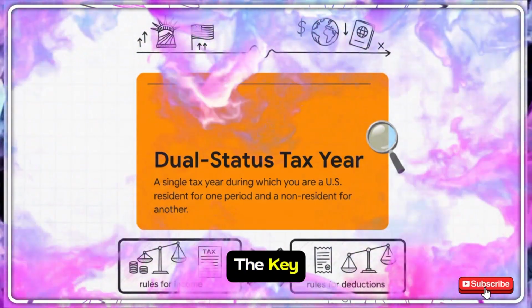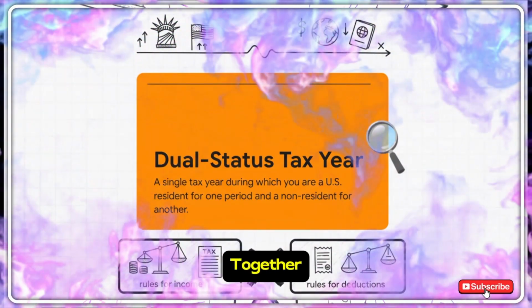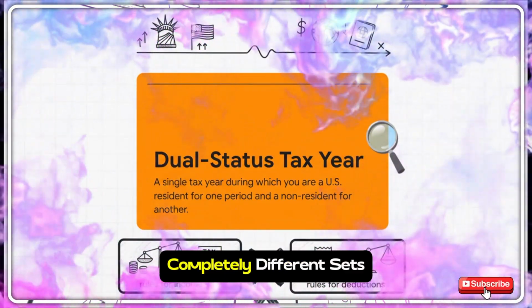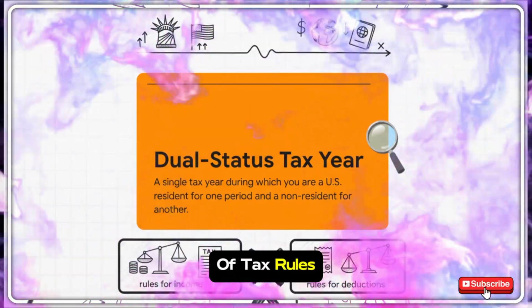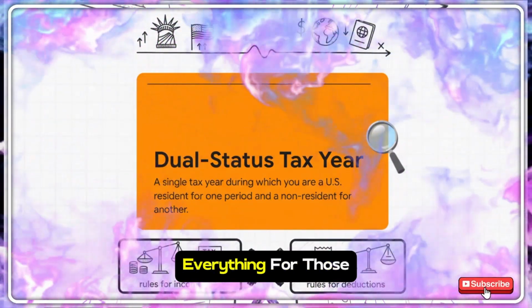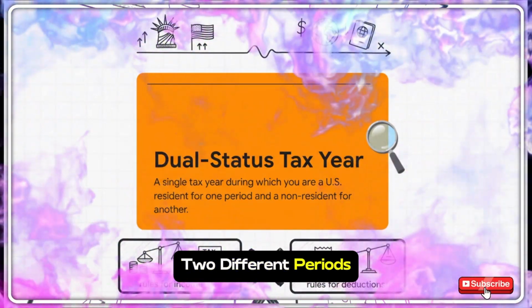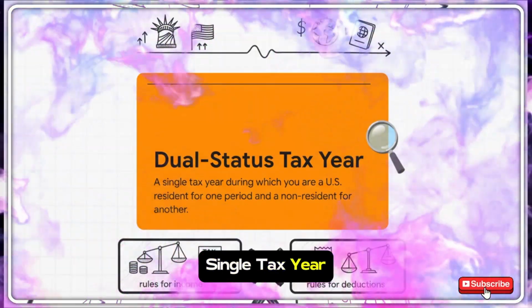And here's the key. You can't just blend it all together. You are subject to two completely different sets of tax rules for your income, your deductions, everything, for those two different periods, all within a single tax year.